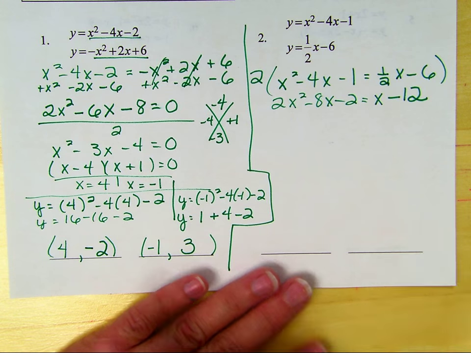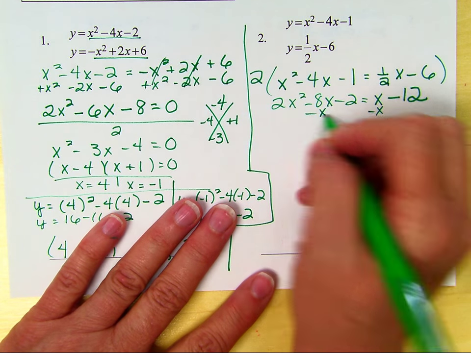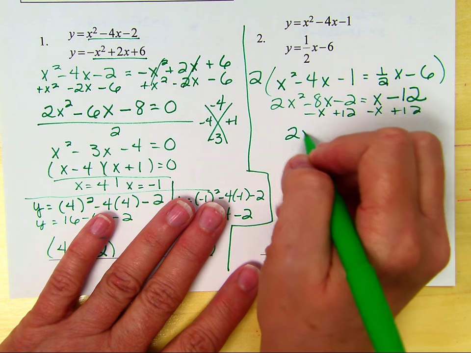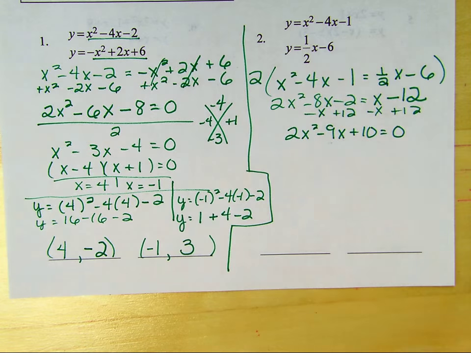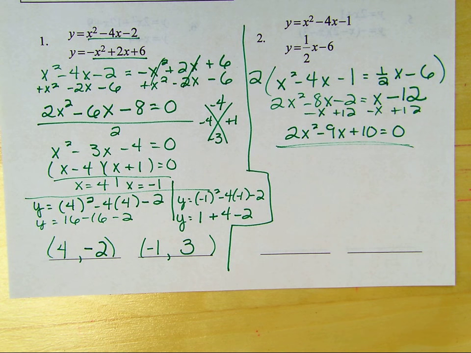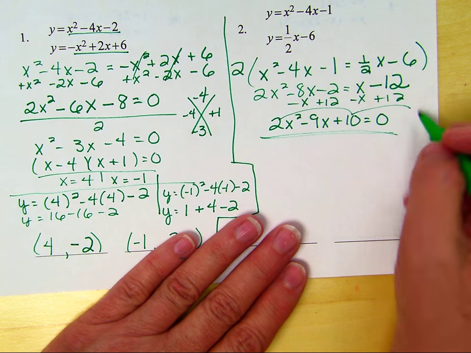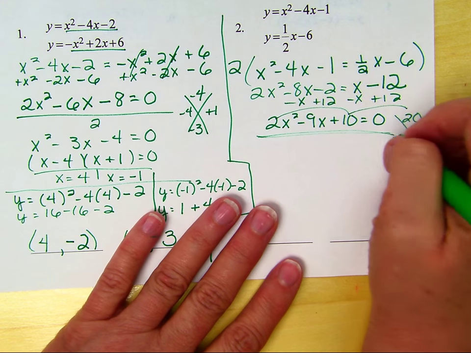We want to put the equation, the parabola, equal to 0. So I'm going to subtract x from both sides, and I'm going to add 12 to both sides. I get 2x squared minus 9x plus 10 equals 0. All right, this one's a really good factoring refresher. I cannot factor it with the 10 because of that 2 at the beginning, right? So instead of looking for the factors of 10 that add to negative 9, I'm looking for the factors of 20 that add to negative 9. Awesome, negative 4 and negative 5.